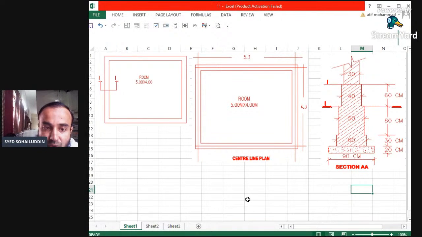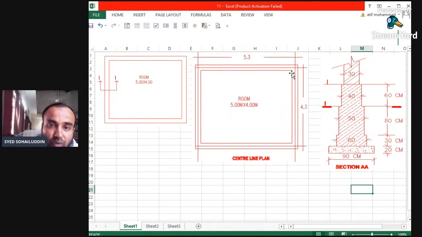Center to center distance of the long wall is nothing but 5.3 meters. Center to center distance of the short wall is the inner to inner dimension, 4 meters, plus half wall thickness on each side. Here the inner to inner dimension along the width is 4 meters.